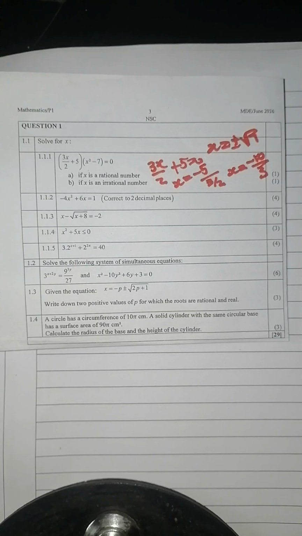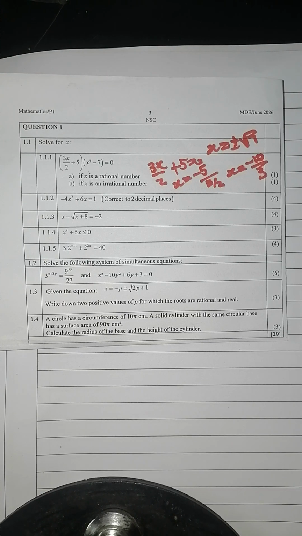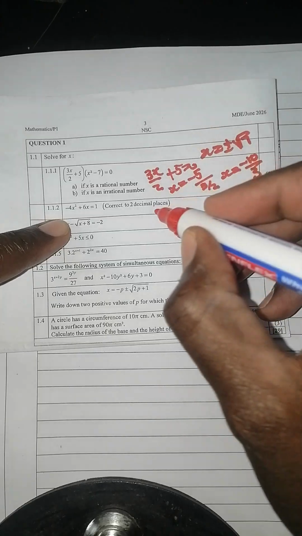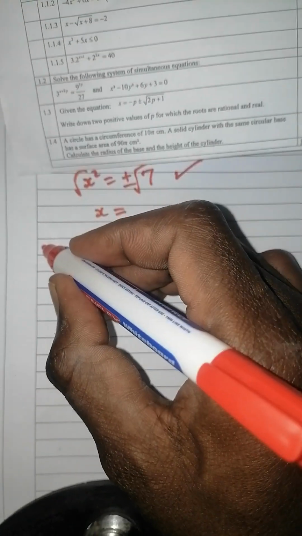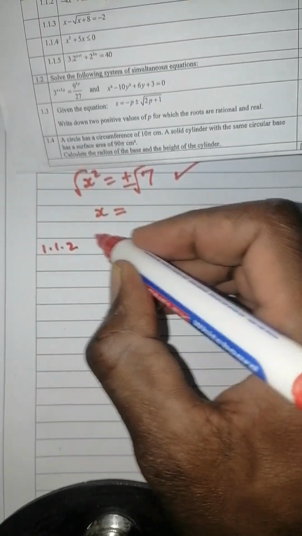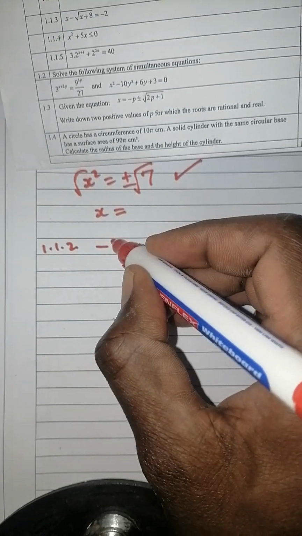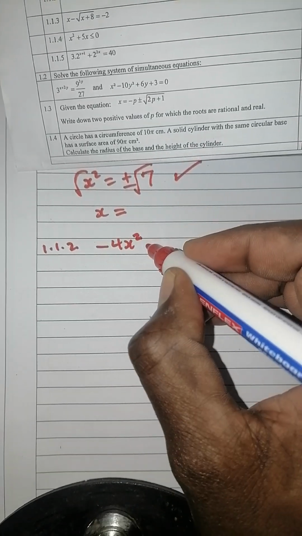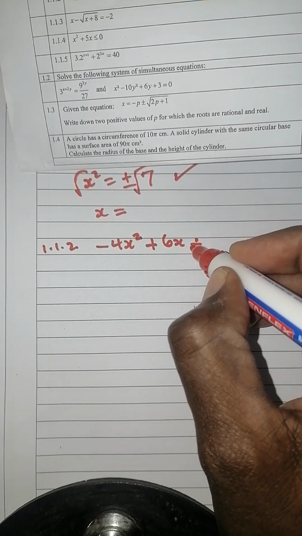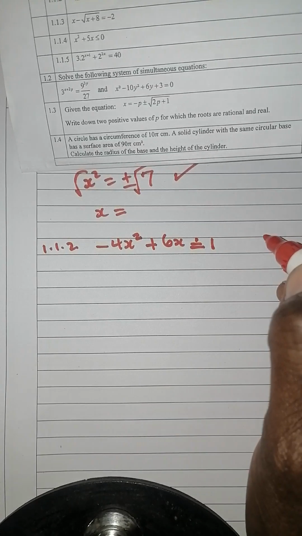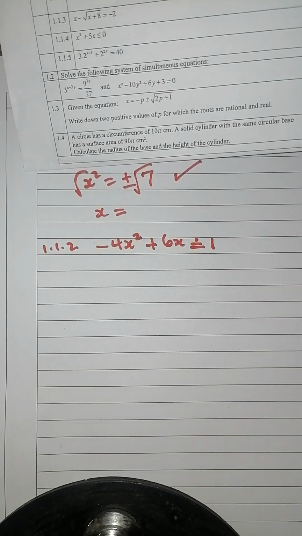1.1.2, it's when you're given negative 4x squared plus 6x is equal to 1. It says correct to 2 decimal places for 4 marks. So in this instance, let's look at this. It says 1.1.2, negative 4x squared plus 6x is equal to 1. So this is for 4 marks.